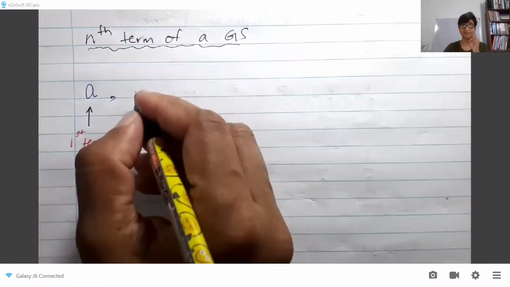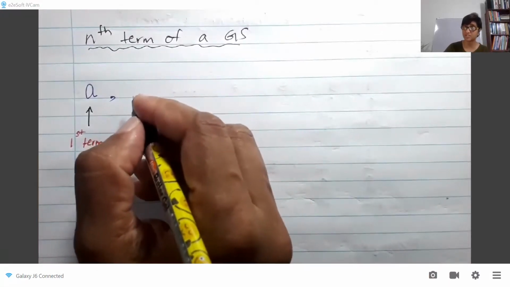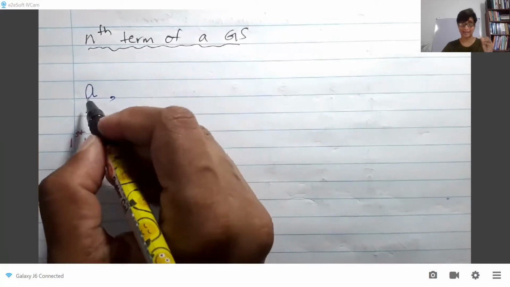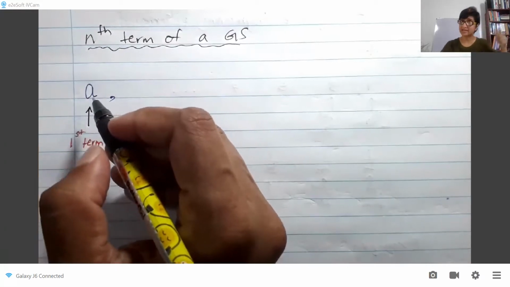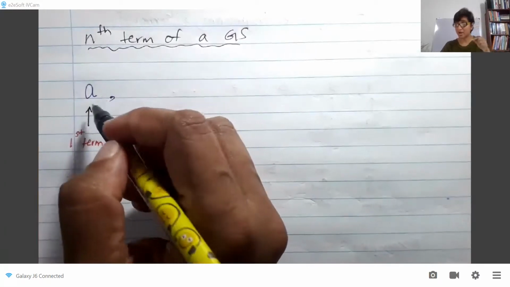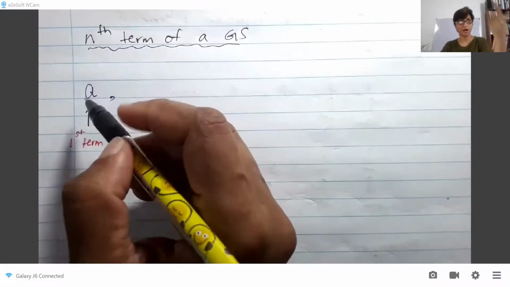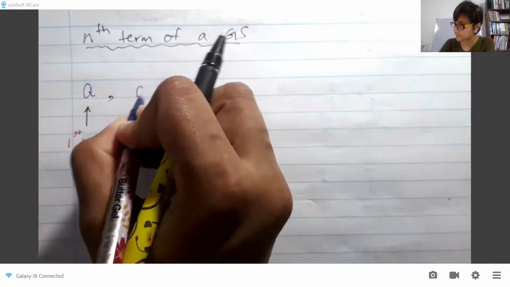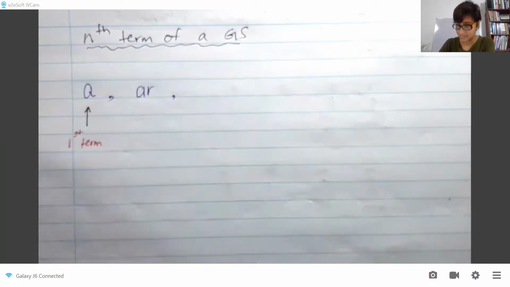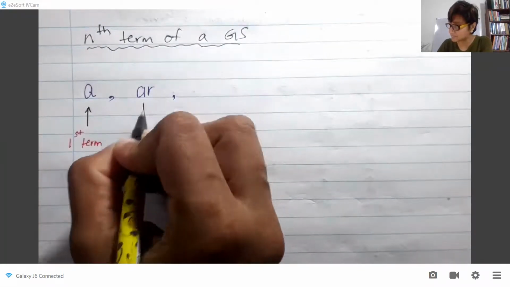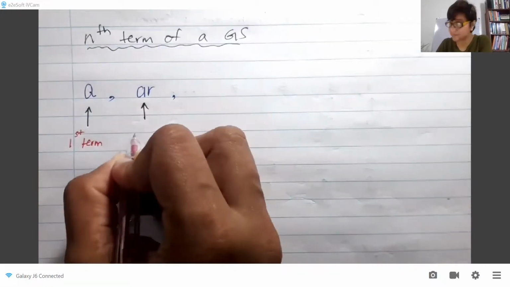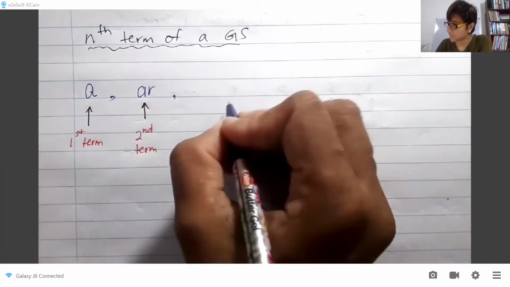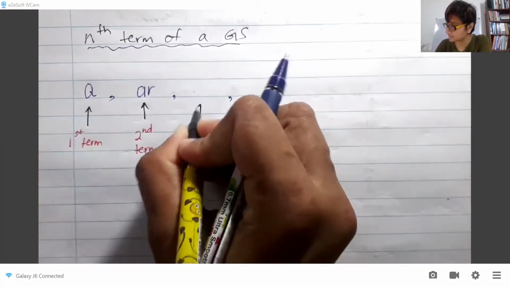How do I write the second term? If the common ratio is r, this is a geometric sequence, very good. I have to multiply a. Earlier I added d in arithmetic. Here I have to multiply this first term by r. So it will be a times r, which I can write as ar. That's my second term. Write with me. Let's do it together. Second term. What would be my third term? Can you write the third term?